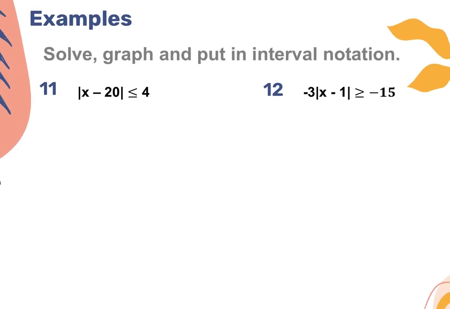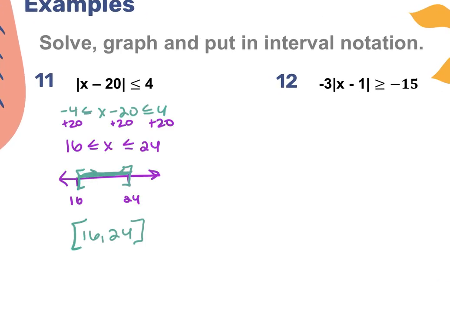All right, do 11. So for 11, it's already isolated. It's a less than statement, so it's an and statement. I put the negative 4 on the left, had the sign going in the same direction, and then solved it. You get 16 is less than or equal to x, which is less than or equal to 24. Brackets on the 16 and the 24, shaded in between. Raise your hand if you got it right.